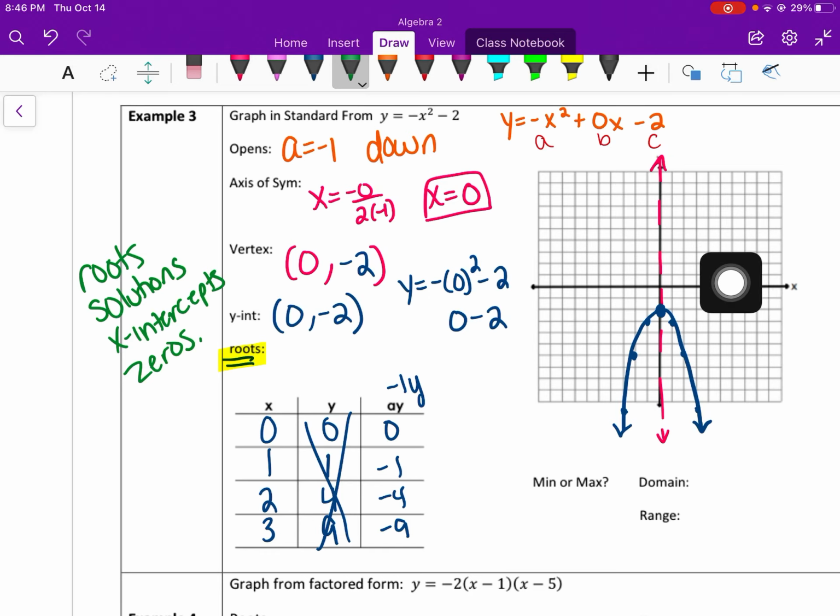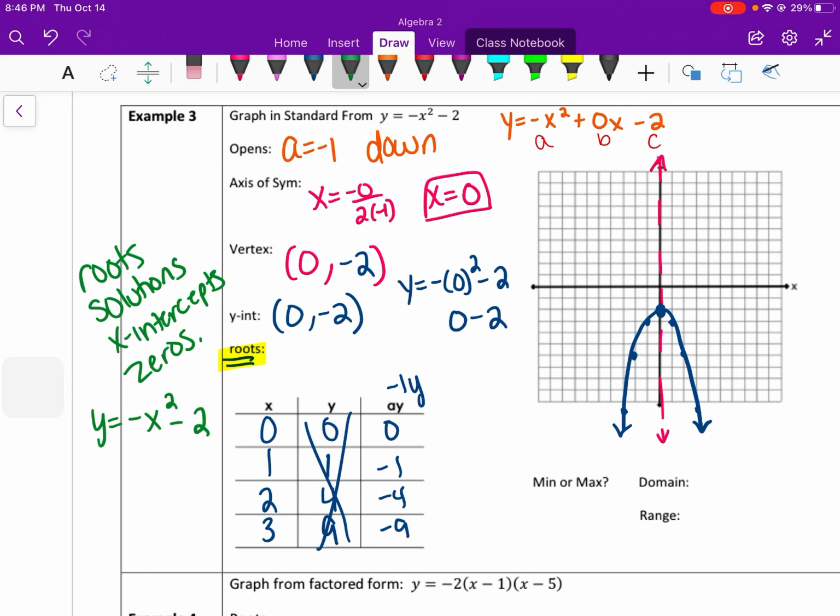Now, if they don't cross the x-axis, that means that our solutions are not real. So we don't have any real x-intercepts. That doesn't mean they don't exist. That just means they are going to be complex. So that's why we also call x-intercepts solutions or roots. So we're going to have some complex roots. We also call them zeros because it is where it makes the equation equal 0.